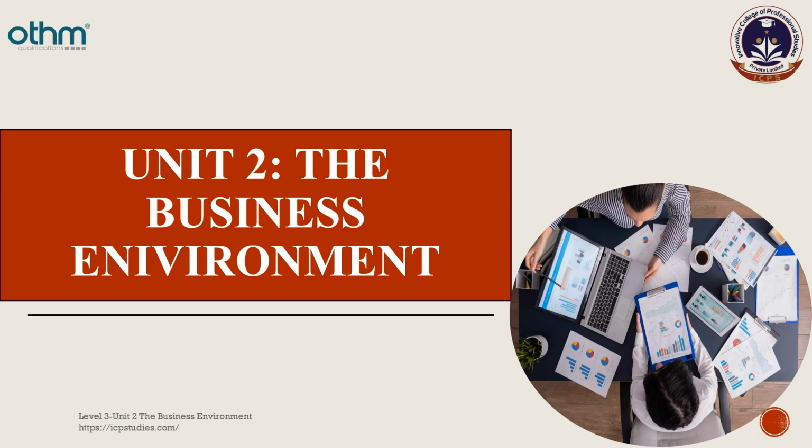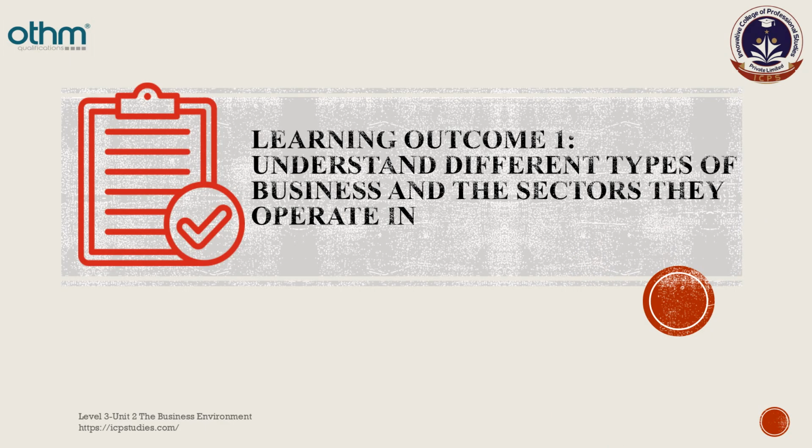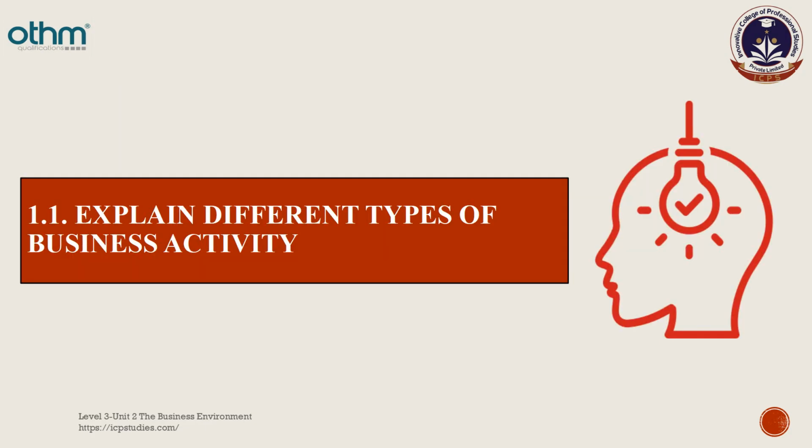So today we are going to discuss unit 2, that is the business environment. The first learning outcome of this unit is to understand different types of business and the different business sectors they are operating in. To understand this learning outcome, we have different assessment criteria. Our first assessment criteria is to explain the different types of business activities.